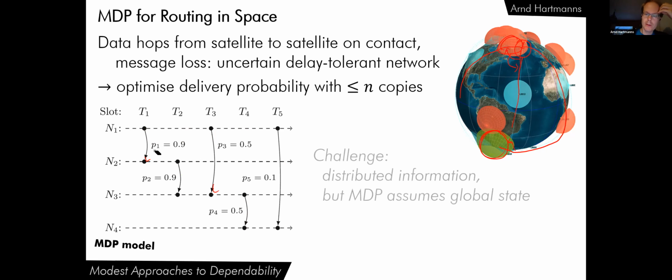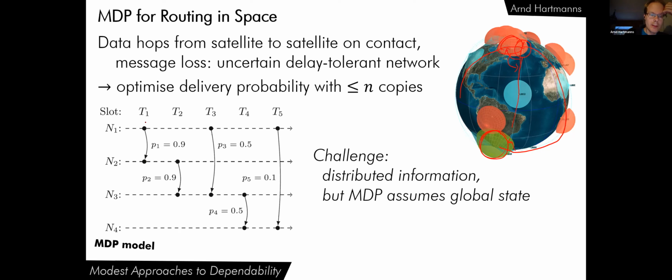And the complication of all of this is that this is in fact a problem with distributed information. Whereas if you do classic MDP analysis, you have a global state, and there exist partially observable MDPs, but they won't help you here, because it's multiple distributed components with different views, which is not captured by classic POMDPs.